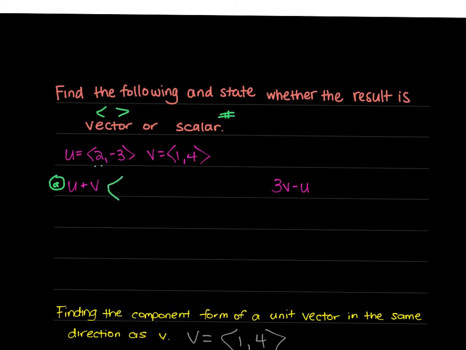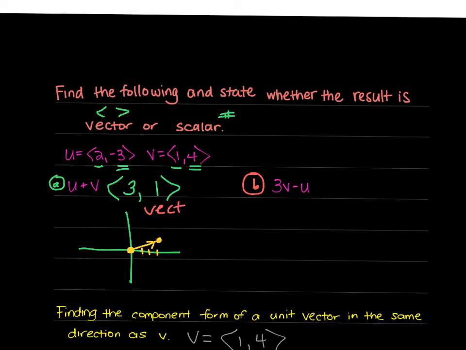To do that, I add the first 2 in each. So 2 plus 1 is 3. And then I add the second 2 in each. Negative 3 plus 4 is 1. If I wanted to graph this, then I would start at 0, 0, and I would go to the right 3 and up 1. Oh, and this is a vector because it's in vector form.